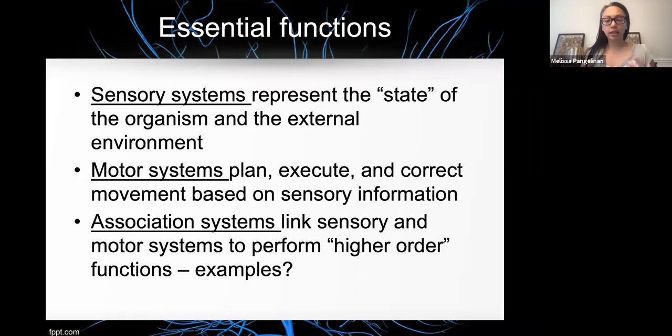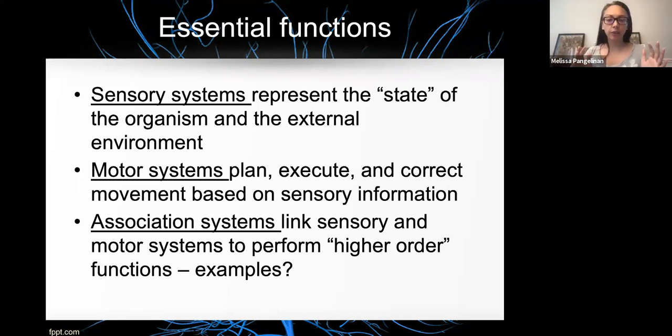The point of sensory systems is to get an idea of what the state of the organism and the external environment is. And what I mean by that is, you know, am I sitting or am I standing? Am I horizontal or am I vertical? Am I underwater or am I on land? Am I in the atmosphere? Am I injured or am I operating at full capacity? We're trying to understand how our body is represented in the environment that we're in.